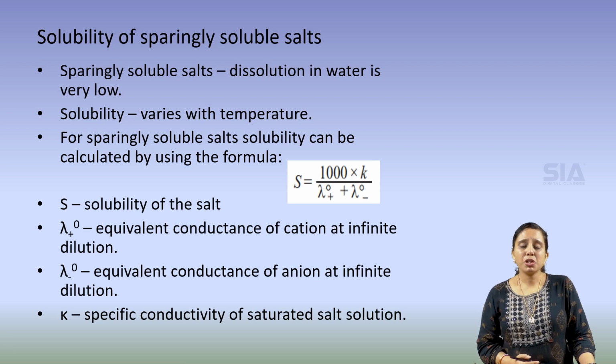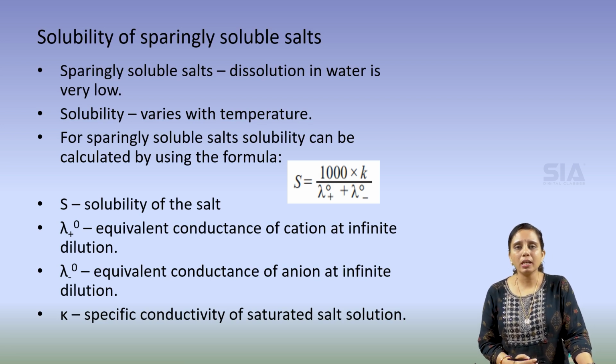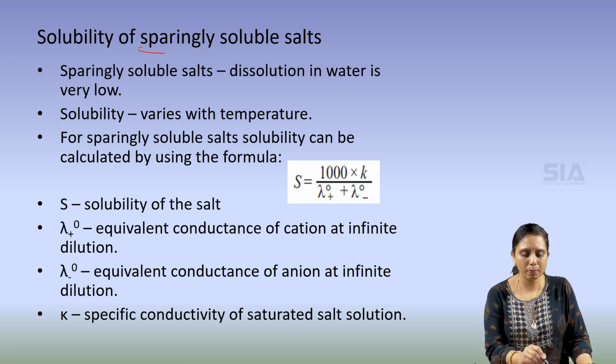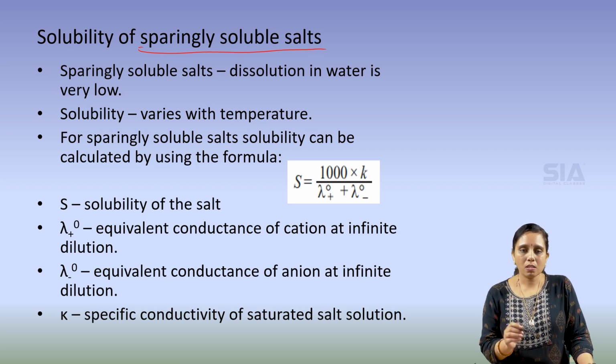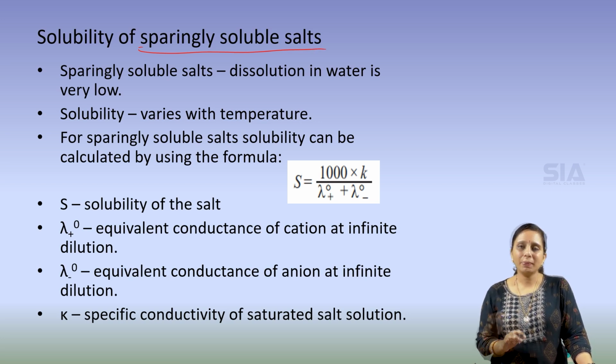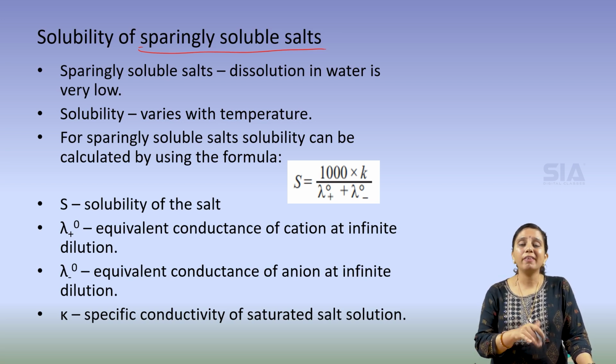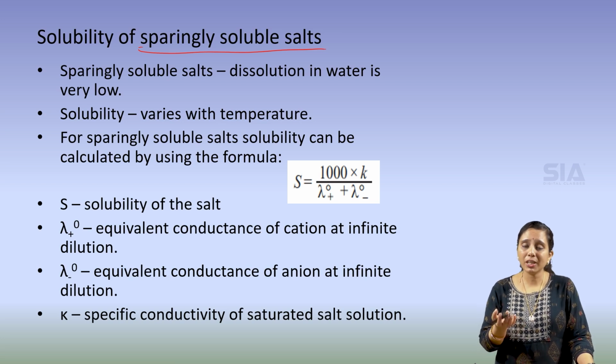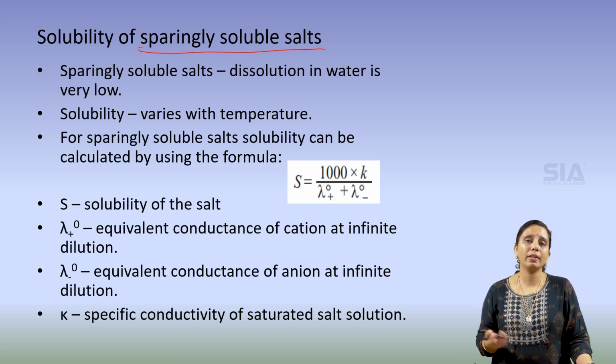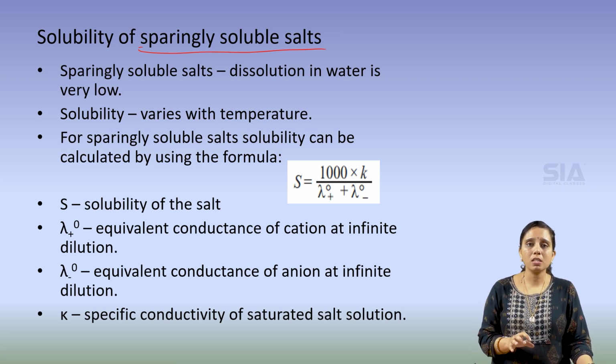The next application is the solubility of sparingly soluble salts. Sparingly soluble salts are salts whose dissolution in water is very low; they dissolve in water only very slightly. The solubility varies with temperature: when the temperature increases, their solubility also increases. Such salts' solubility cannot be known experimentally, so for this also we can use Kohlrausch law.